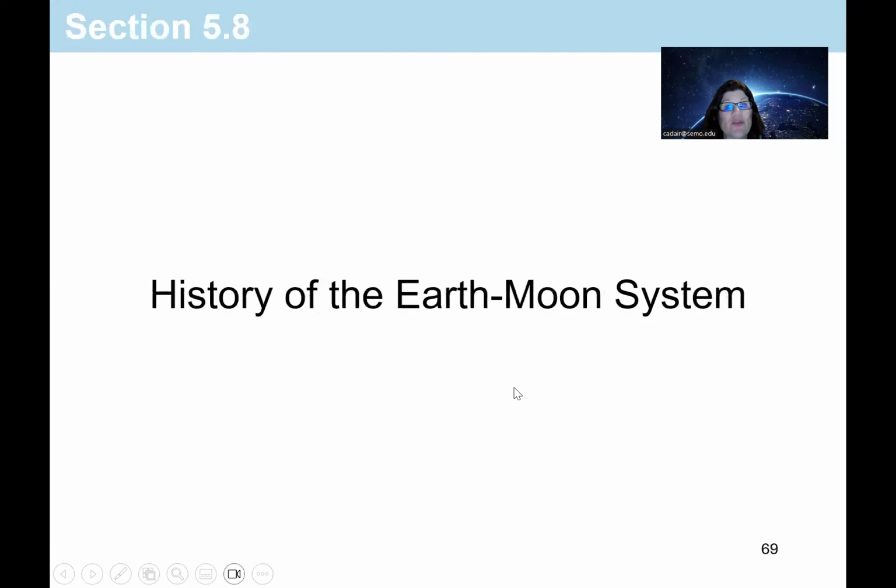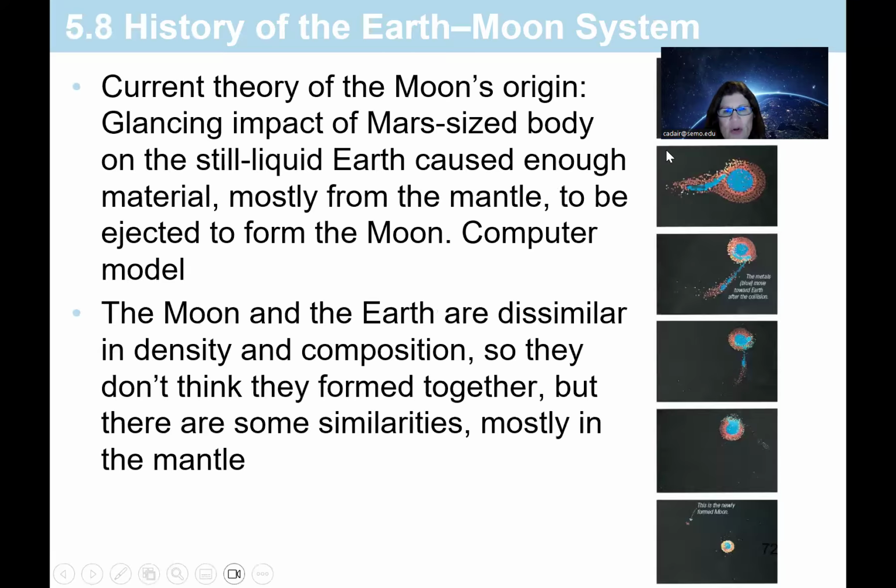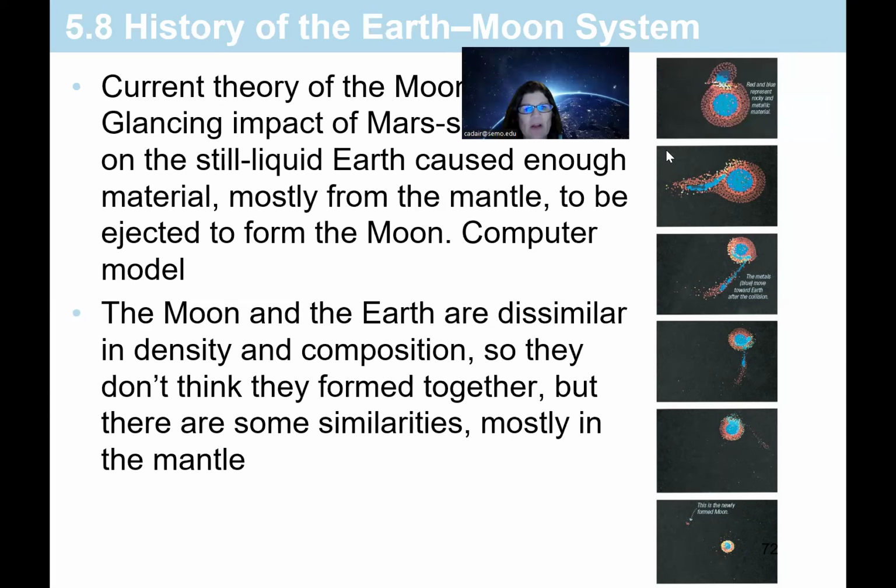Okay, the history of the Earth-Moon system. The current theory is that we had a glancing impact by a Mars-sized body on a still liquid, melted Earth that caused enough material, mostly from the mantle, to be ejected to form the moon. This is a computer model of that. The moon and Earth are dissimilar in density and composition, so they don't think they formed at the same time, but there are some similarities, mostly in the mantle.